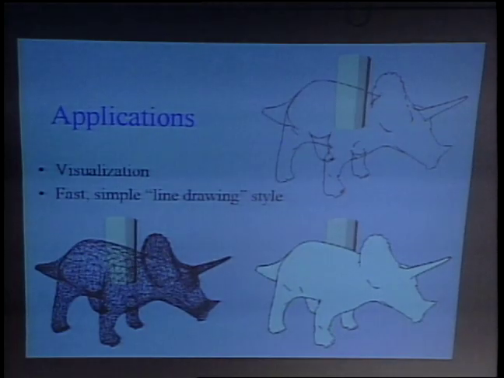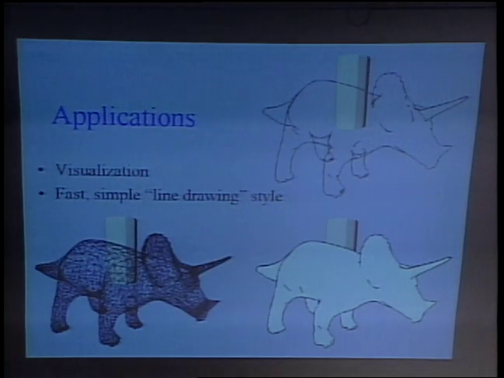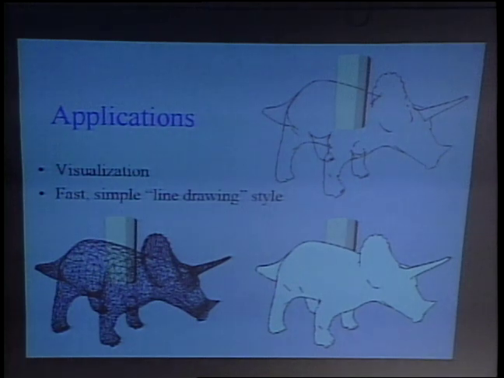Another would be for visualization. You can compare the upper right to the lower left. In the lower left you have wireframe, which can be good if you want to see the triangles, I guess, but it can also be very confusing. There are too many triangles. If you want to use this to see through something, then being able to just draw the silhouettes like that turns out to be quite useful. You still clearly see the shape there, but you can also see clearly what's behind it.